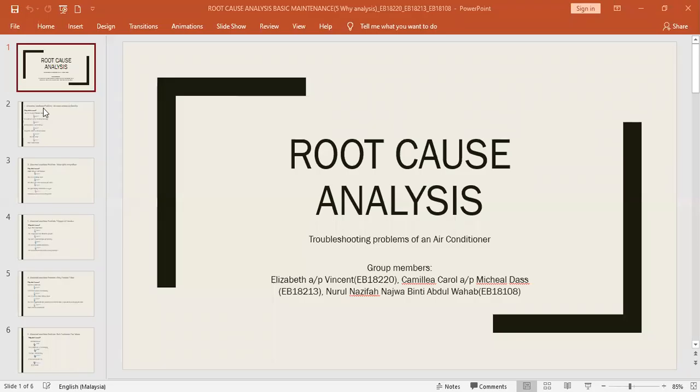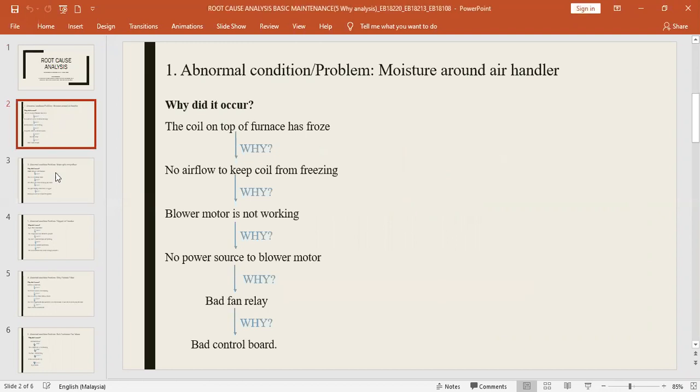Good afternoon, sir. We are doing the root cause analysis, and our project is to troubleshoot problems of an air conditioner. The first problem is moisture around the air handler or any freezing signs under the air handler.